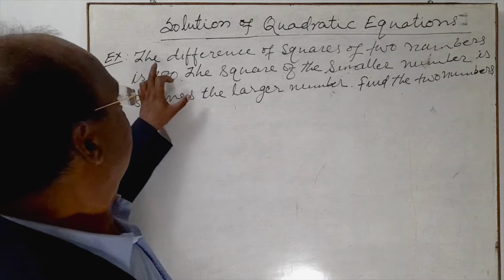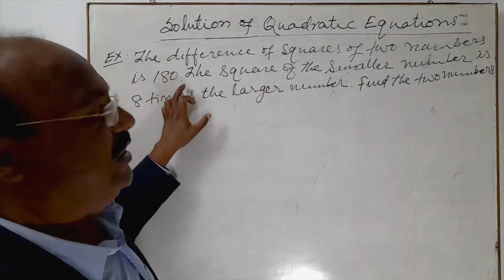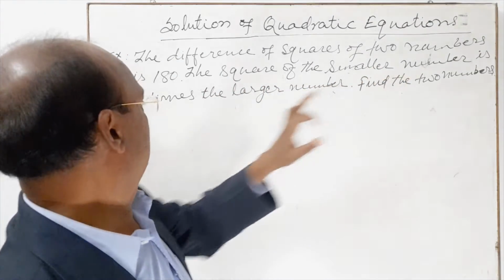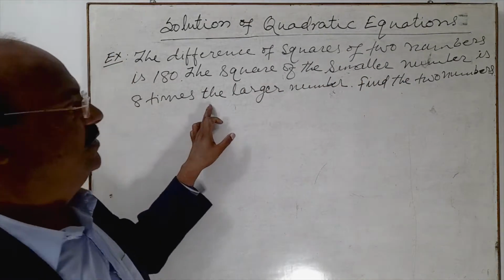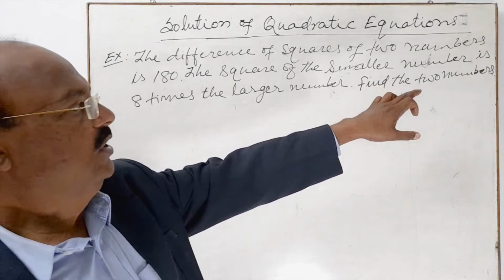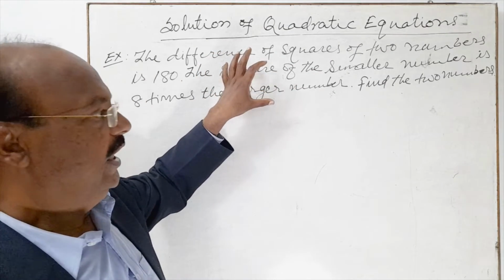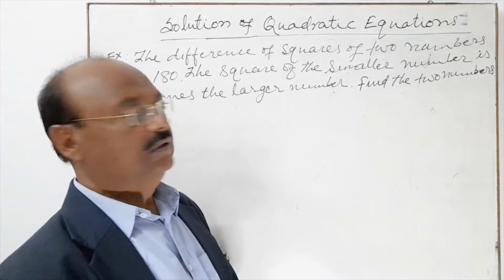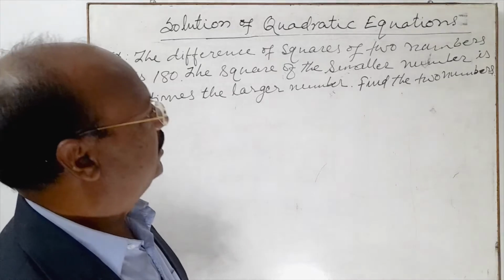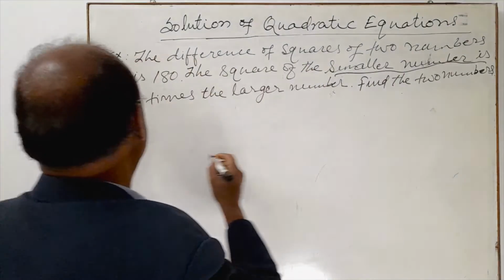Here the question is: the difference of squares of two numbers is 180. The square of the smaller number is 8 times the larger number. Find the two numbers. So first of all, try to understand this statement and we will make a corresponding quadratic equation. First of all, let us suppose that the smaller number is x.